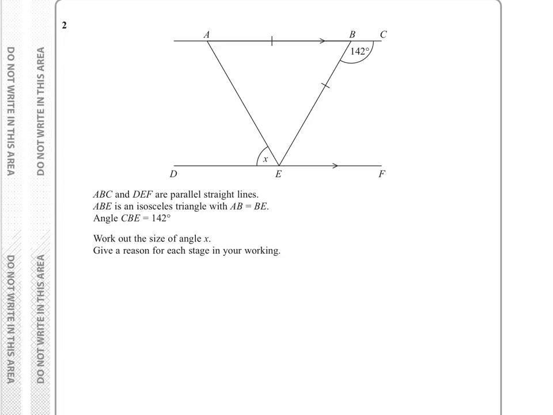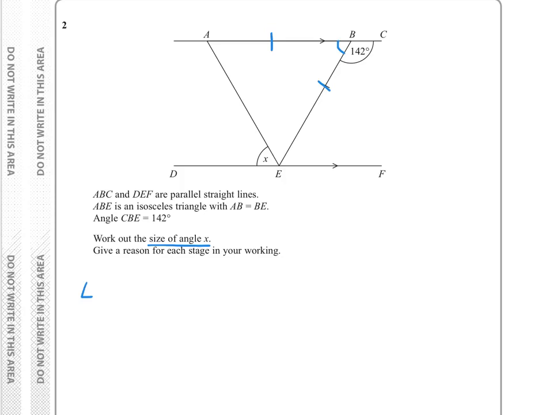Question 2. We've got some information and we have to try and work out the size of angle X here. Well, we're given that this triangle is isosceles because these two sides are the same. So ABE is an isosceles triangle. One statement that we can make is that we know the angles on a straight line add up to 180, which I'm not going to write down every reason here. So if you just listen to how I'm saying the statements, you can write them in your own words.